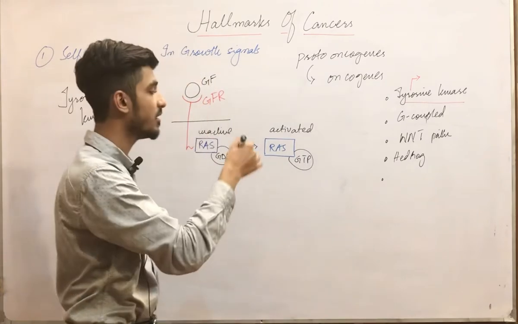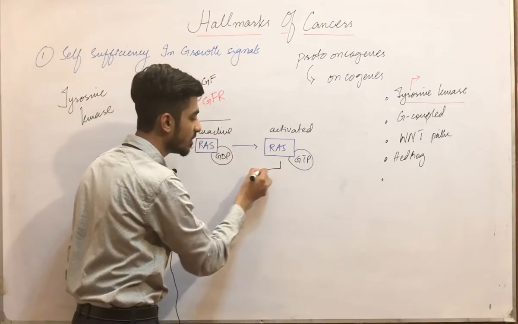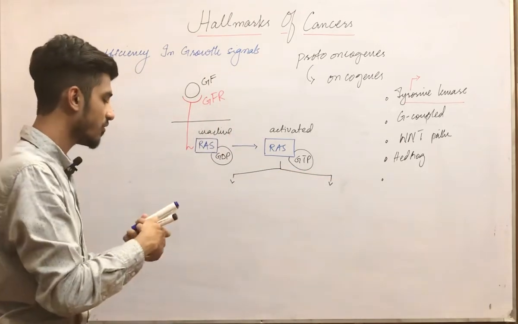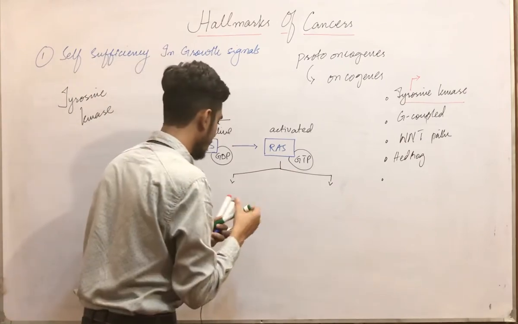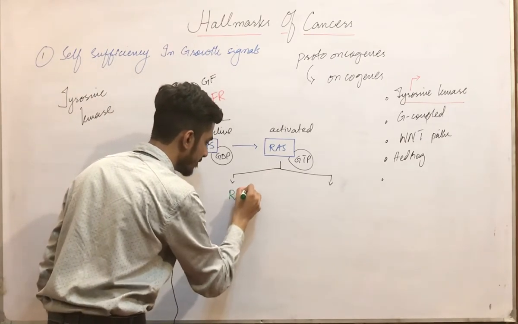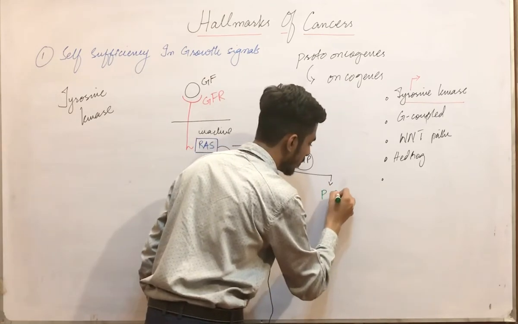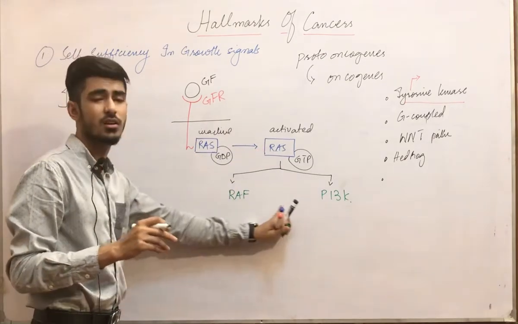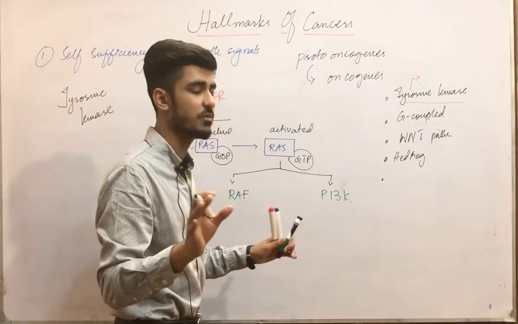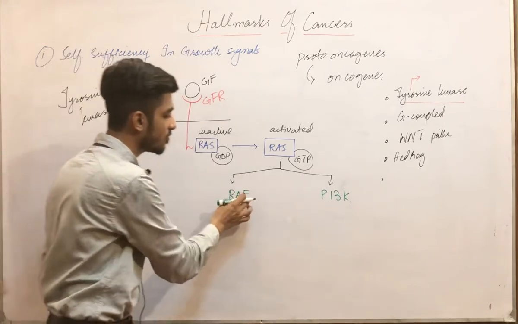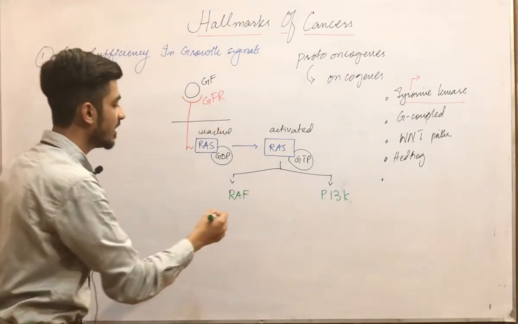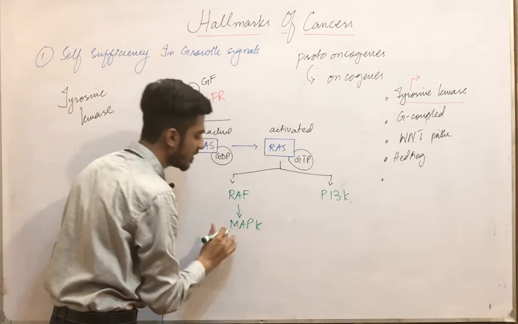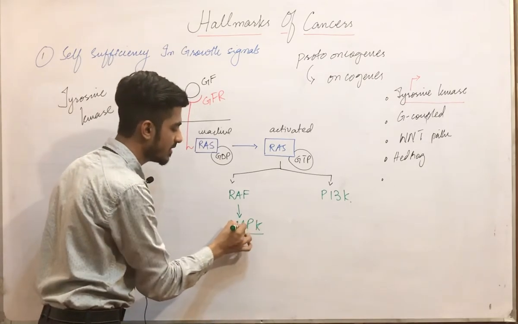Now this activated RAS protein produces two downstream pathways. So what are the two downstream pathways? Number one is RAF, then we have phosphoinositide 3 kinase. You don't need to remember the full form of these genes or proteins. No need to remember them. It is fine just to recognize them. Clear? Then after RAF, it activates MAPK, mitogen activated protein kinase. Clear? These are the enzymes.